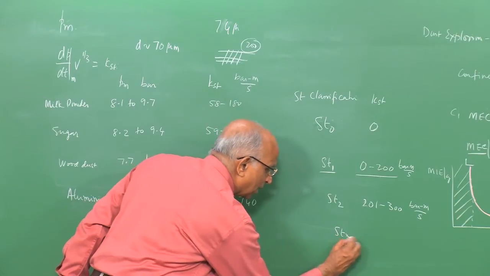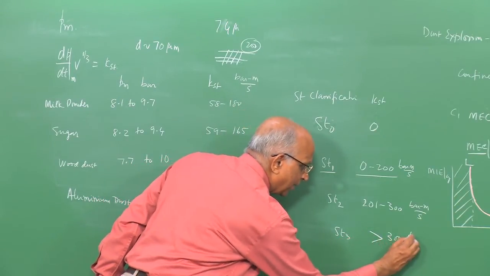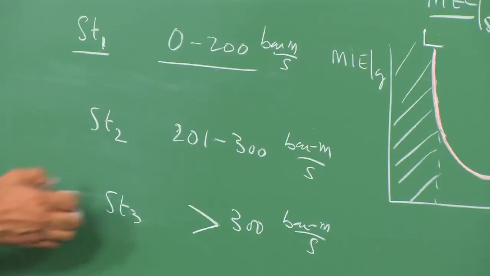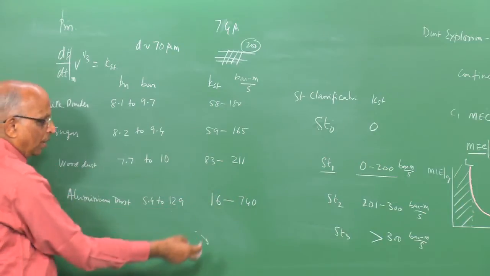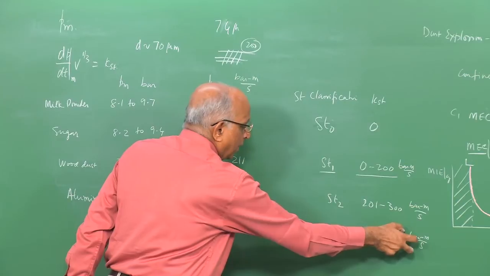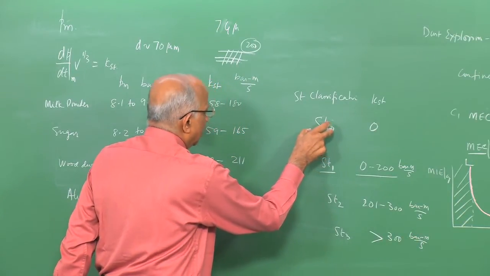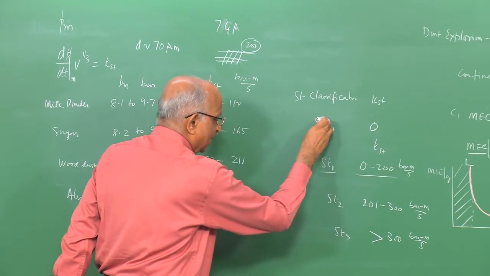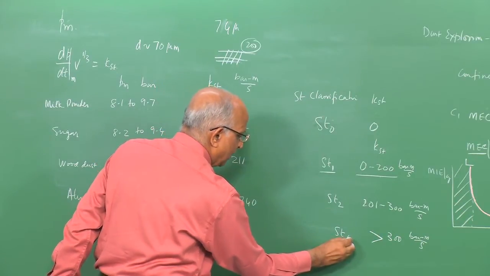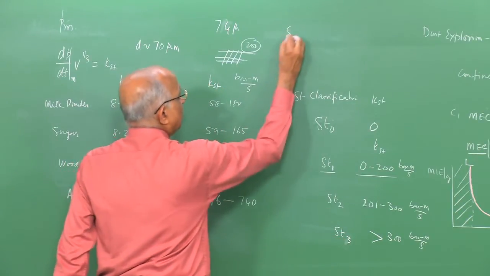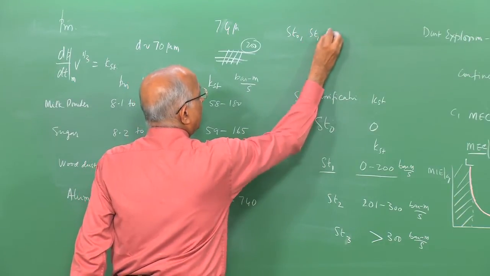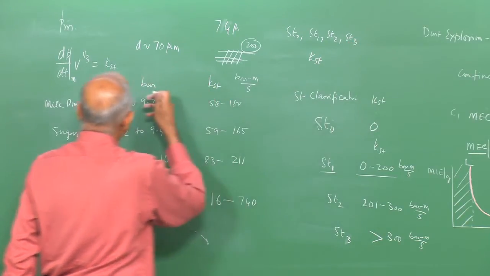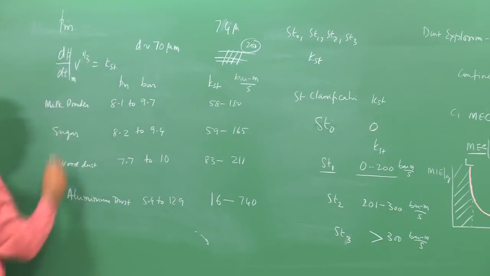And ST3 corresponds to a KST value greater than 300 bar meter per second. That means these are a little violent and one must be careful. Essentially, the metal powders correspond to the higher values of KST, and we say the classification is ST3. Therefore, we classify dust into ST0, ST1, ST2, and ST3, depending on the KST values, where KST is (dP/dt) maximum times V to the power 1/3.